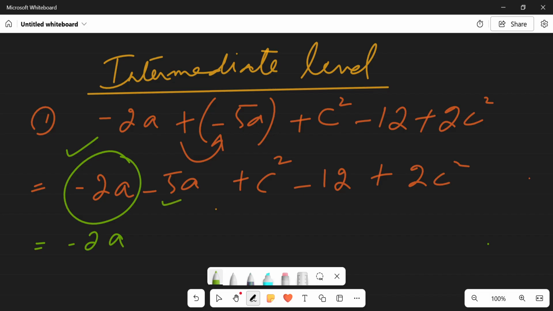Minus 2a, you have copied it. Now another term also with a, so it is minus 5a. Let's check, do we have another a? No, we don't have it. Now the turn is for the c square. Do we have another c square? Yes, we do. So, plus 2c square, right? And then we are left with only minus 12. The minus 12 doesn't have any partner, you can say that. It's only minus 12 here, right?